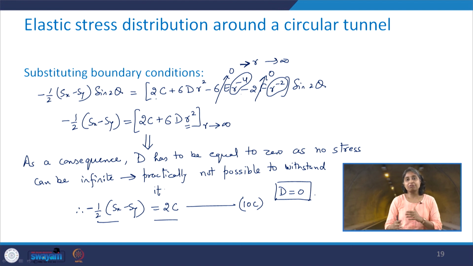So, we have a few more boundary conditions which were at the stress free boundary, that is at r equal to a. We will continue this derivation in the next class with those boundary conditions, and then I will tell you how the expression for the stresses can be determined and how we can have the stress distribution all around the tunnel periphery. Thank you so much.